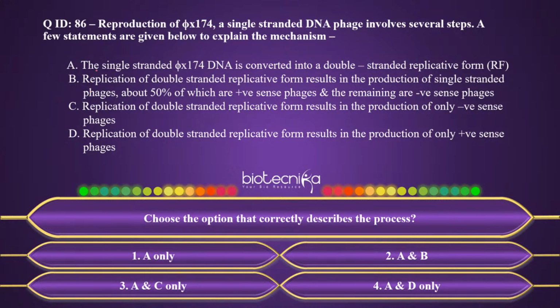So the first option says that the single-stranded bacteriophage DNA is converted into a double-stranded replicative form, right? So firstly, single-stranded is being converted into a double-stranded replicative form, and the last option says that the replication of the double-stranded replicative form results in the production of only positive sense phages. So only positive sense phages are being produced, not the negative sense strands. At the end, if combined, it is basically a positive sense phage.